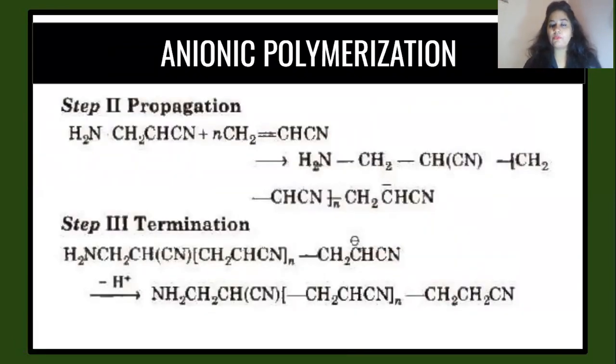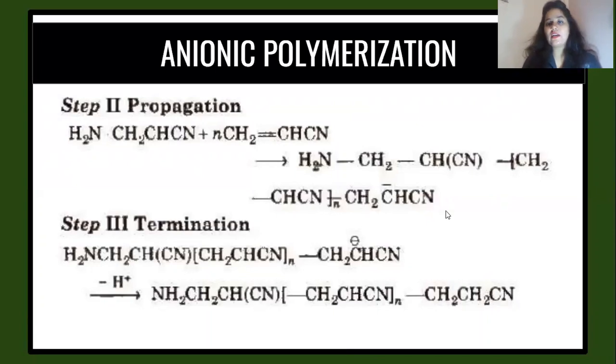Now obviously we need to propagate the reaction. Talking about the propagation reaction, this NH2-CH2-CH(-)CN which has been formed will again react with the same n times CH2=CHCN, because this process is taking place n number of times. So the final product that has been formed is NH2-CH2-CHCN, we have just copied the same again, then CH2-CHCN, then obviously CH2-CH(-)CN.